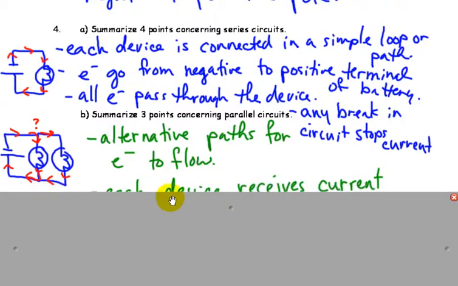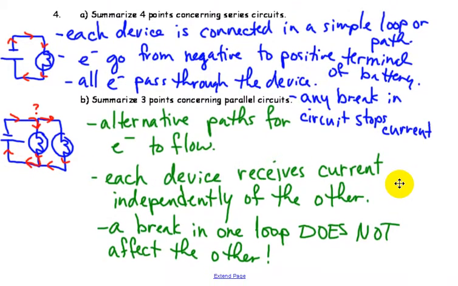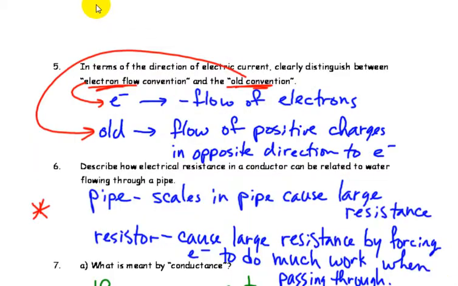Parallel circuits, though, as you see here, there's alternate paths. So when an electron comes over here, has a choice, could go this way or this way. It goes through the light bulb, then they meet up over here and go back through the single loop back to the positive pole. So each device receives current independently of the other, and if there's a break in one of these parallel branches, it doesn't affect the other one. So if there was a break right here, electrons would continue to go through this one. If there's a break over here, electrons would continue to go through that light bulb. Okay, so that's the difference between series circuits, parallel circuits.